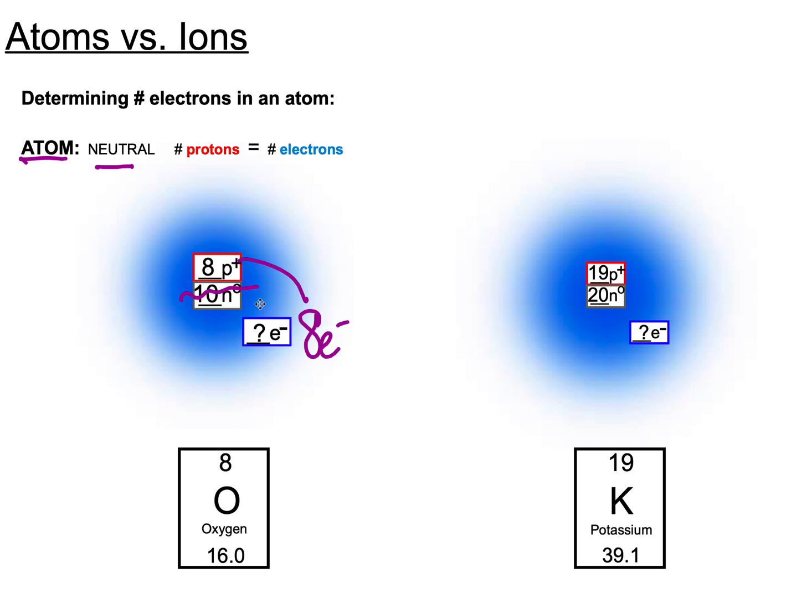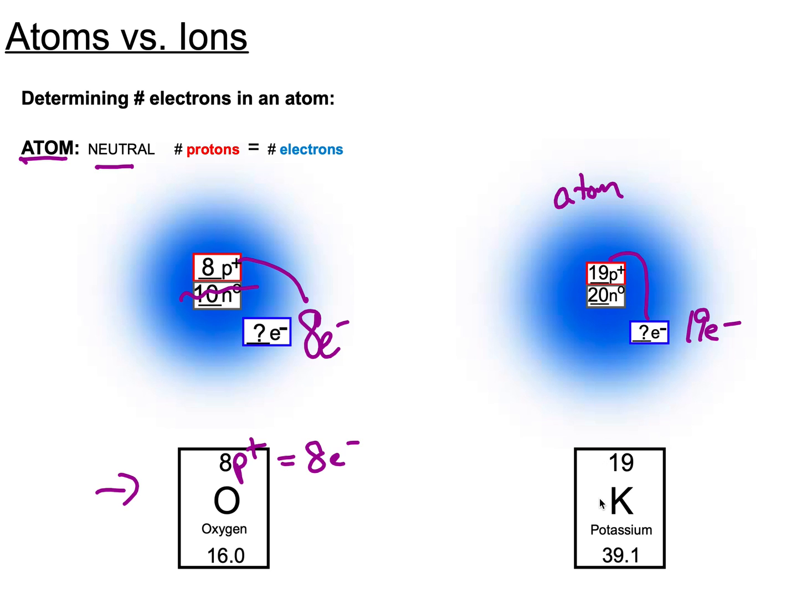If you didn't give me this picture, if you just gave me this box from the periodic table and you said how many electrons are in an atom of oxygen, I would say 8 because I know it's going to have 8 protons, and in order to be an atom, it would have 8 electrons. They have to be equal. Over here, if I don't know how many electrons and all I have is this picture, then I know automatically if it's an atom, protons have to equal electrons. If I got 19 positives, I have to have 19 negatives. Automatically, if you tell me it's an atom.